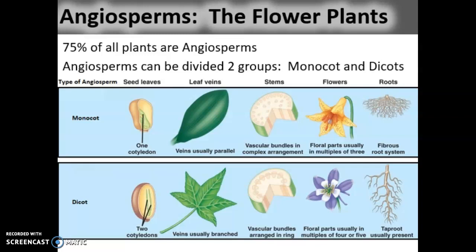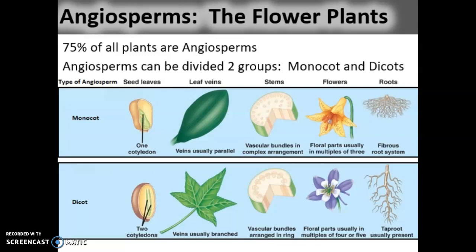Over 75% of all plants that are found on this planet are angiosperms, which means that we have over 240,000 angiosperms. So because this group is so large, we can break it down into two smaller groups, the monocots and the dicots. Now, you can look at basically any part of the angiosperm and determine if it's a monocot or dicot as long as you know what to look for.